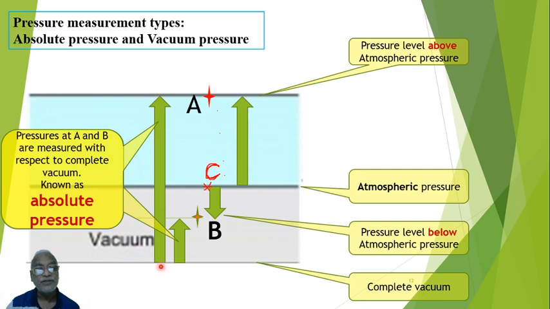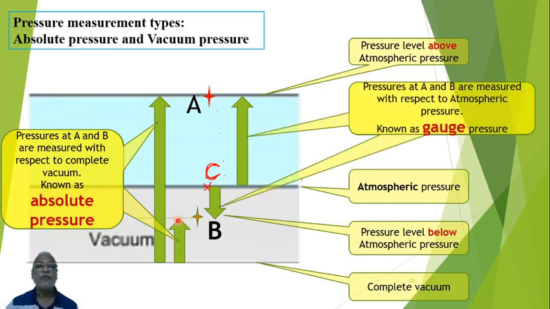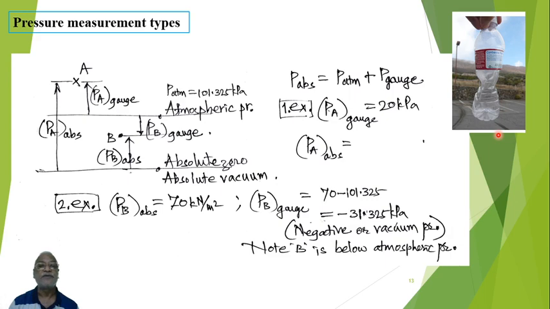So here the measurement is done from here to there, and for B also from the same level of complete vacuum. The other way of measurement is with atmospheric pressure, how much high or how much low from atmospheric pressure. So pressures at A and B measured with respect to atmospheric pressure are known as gauge pressure. With an example, we'll see further.